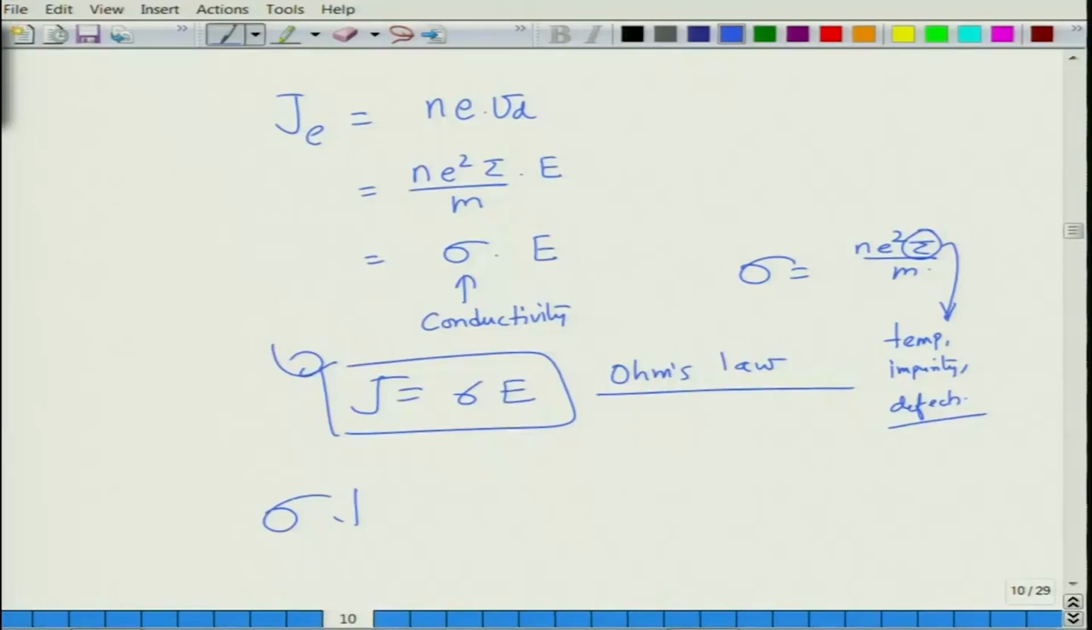So, sigma generally of metals decreases as temperature increases, impurity increases and defects increase. So, as you deform a metal, you increase the defect density. As a result, the conductivity of a metal goes down.